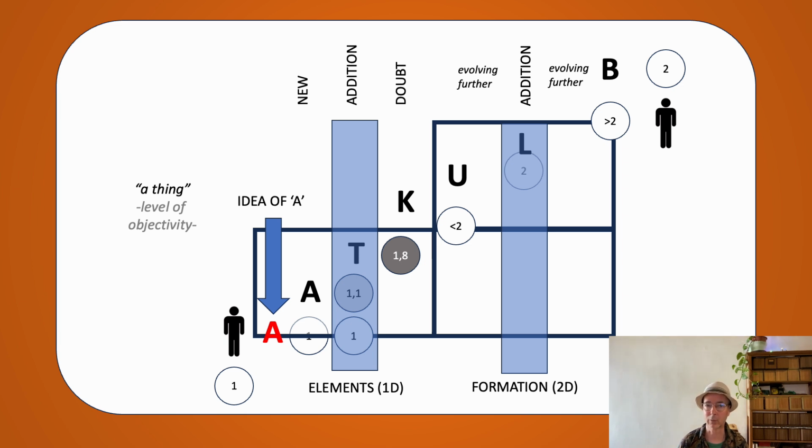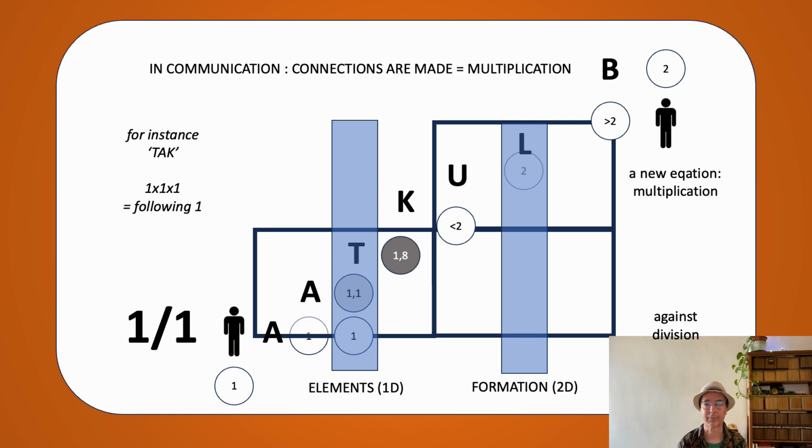With the L we make the addition, it evolves further, and when we have the right adaptation, we have the letter B, which is equally strong, equally in size compared to our starting point of A. We will come to B in that way.